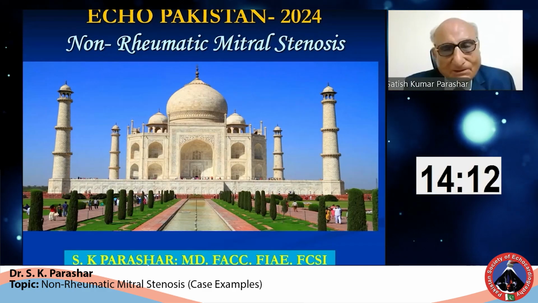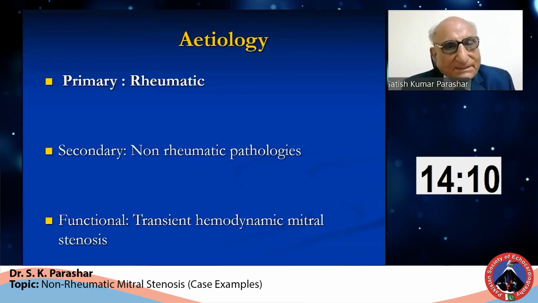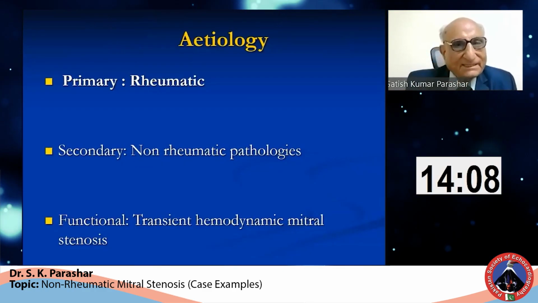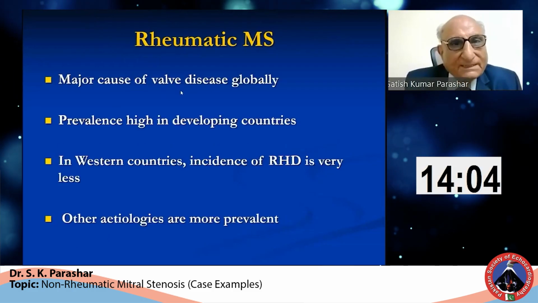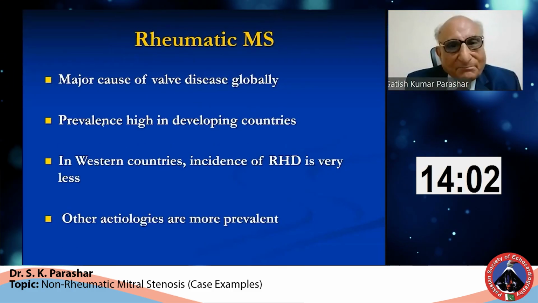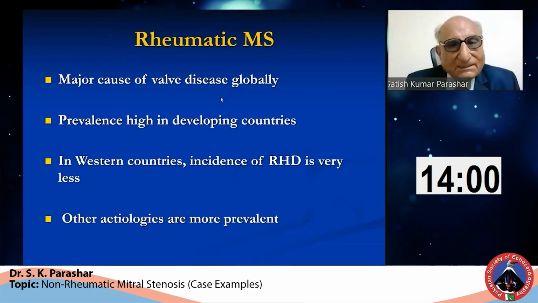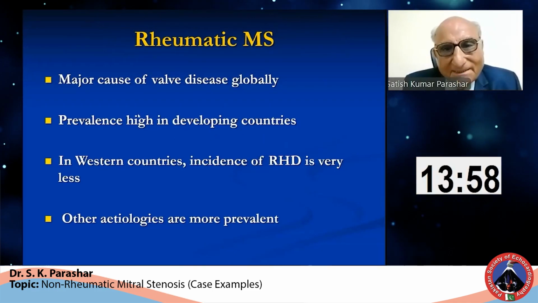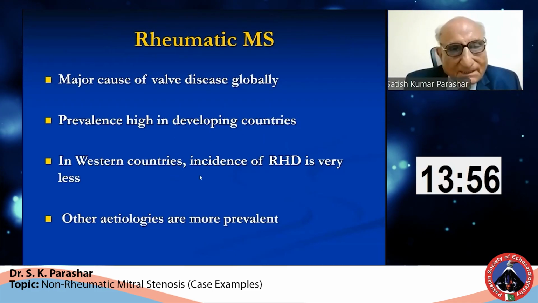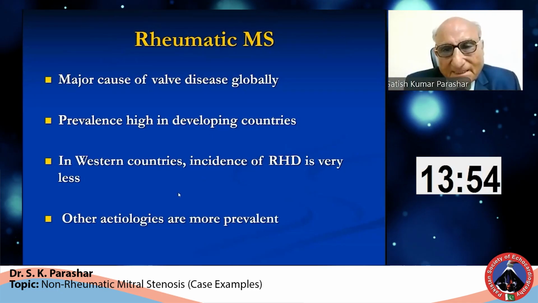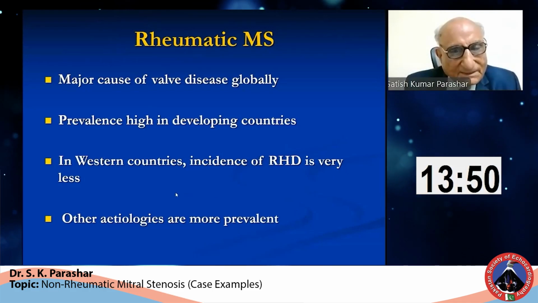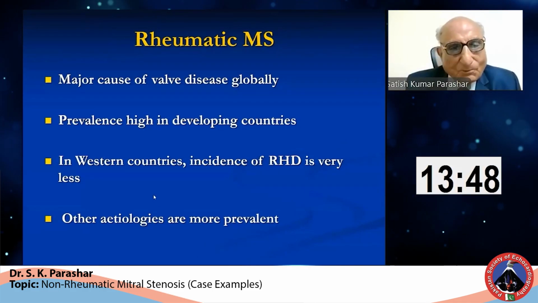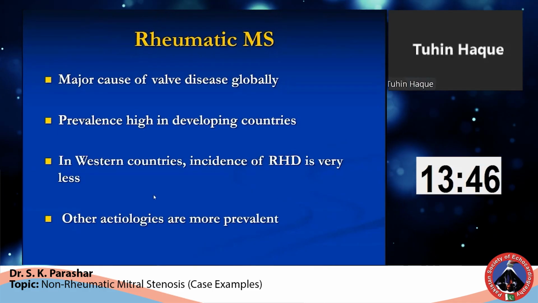Now, the etiology of mitral stenosis can be divided into primary, secondary, and functional. Primary is always rheumatic, and we know it is a major cause of the disease globally, especially in the developing countries. In Western countries, the incidence of rheumatic heart disease is very less, as a result of which other etiologies are getting more prevalent. So we'll get into those also.